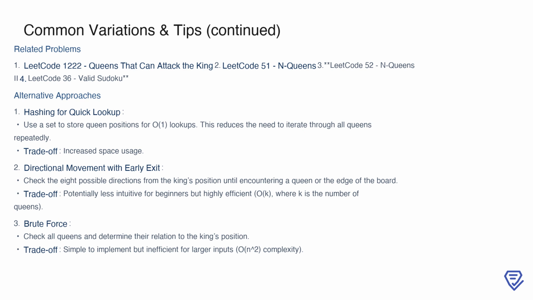Lastly, there's the brute force approach, which involves checking all queens to determine their relation to the king. While this method is straightforward and easy to implement, it's inefficient for larger inputs, with a time complexity of O(n squared). Choosing the right approach depends on the problem constraints and your familiarity with optimization techniques.